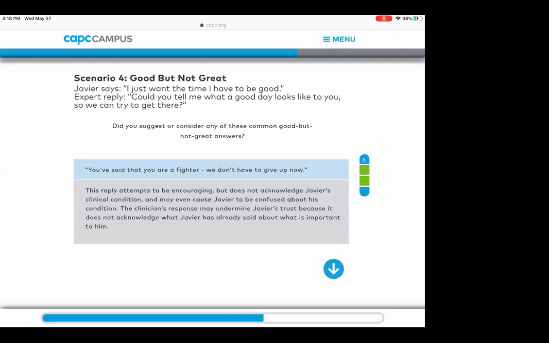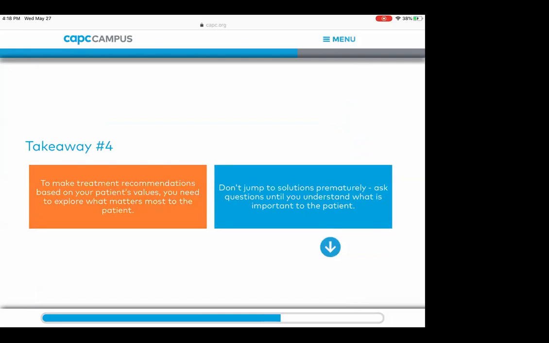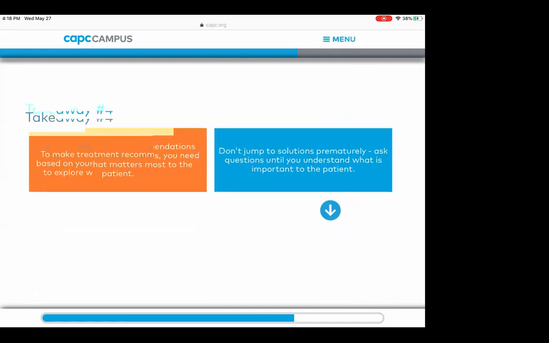You don't have to take away all their hope, but at the same time, they want to be realistic about where things are at right now. This even says the clinician's response may undermine Javier's trust because it does not acknowledge what he's already said about what's important to him. So the takeaway is to explore what matters most to the patient, and make those recommendations. Ask if you can make those recommendations, and don't jump to them prematurely. Just keep asking questions until you really understand what's important to the patient.